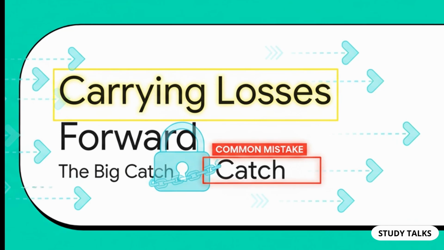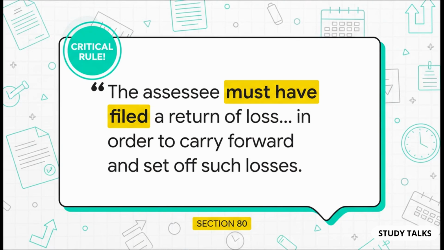But, and this is a huge but, there's a major condition attached. This is probably one of the most critical procedural points in the whole chapter. Section 80 is crystal clear on this. If you want the right to carry your losses forward, you have to file your income tax return for the year of that loss on time. And on time means on or before the due date under Section 139(1).